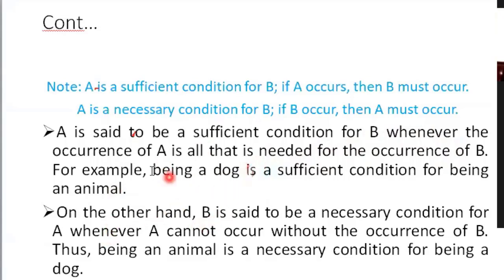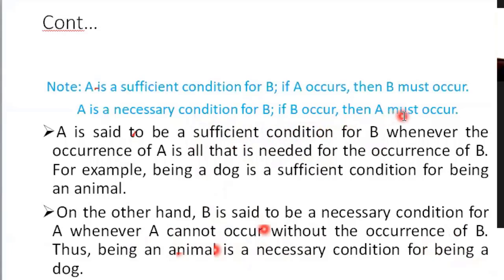On the other hand, to say that A is a necessary condition for B means that if B occurs, then A must occur. Or A is a necessary condition for B whenever B cannot occur without the occurrence of A. So being an animal is a necessary condition for being a dog. We cannot say that being an animal is a sufficient condition for being a dog.